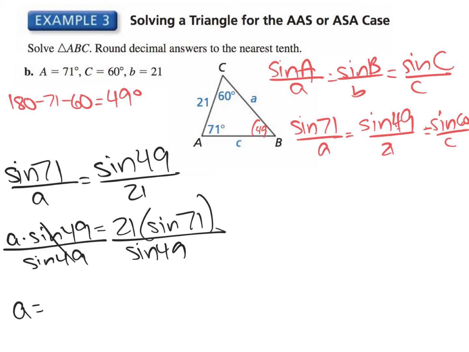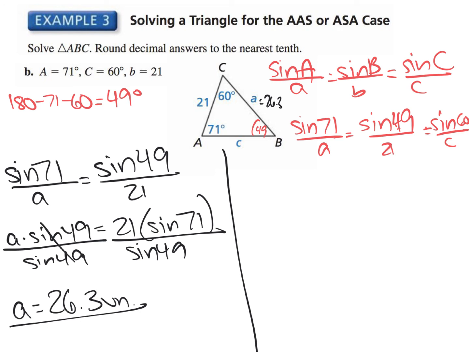So A, if you plug it into your calculator, do 21 times sine 71, hit enter, divide it by sine 49, hit enter. You should get A to be about 26.3 units. All right, that's our second missing piece. 26.3. That's A. And our last piece is finding C.